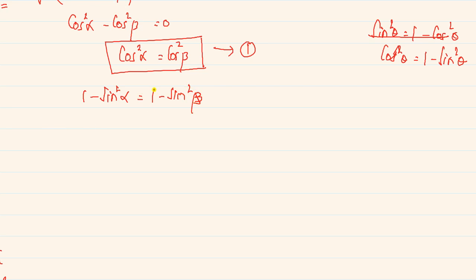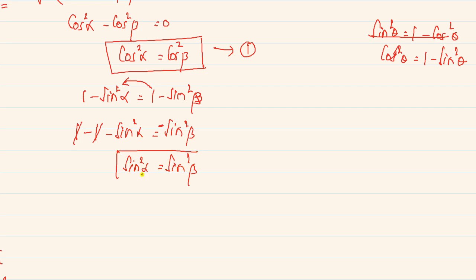Okay, so now what we can do is take the 1 to the other side. So if we bring the 1 to the left hand side, it will become minus 1 minus sin square alpha is equal to minus 1 minus sin square beta. So 1 and 1 will get cancelled. So it will become minus sin square alpha equal to minus sin square beta. So minus minus will get cancelled. Once the minus signs cancel, it will become sin square alpha is equal to sin square beta. So this is equation 2. Okay, now we will go into our problem.